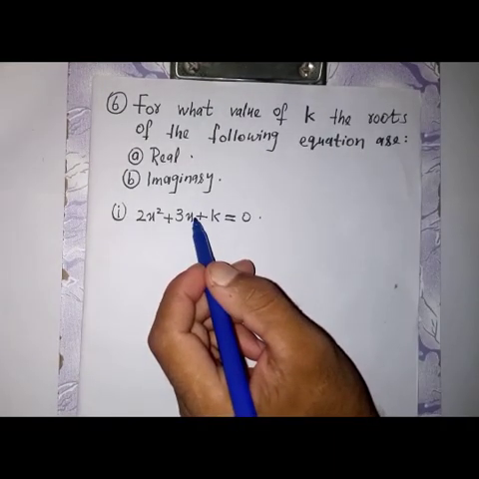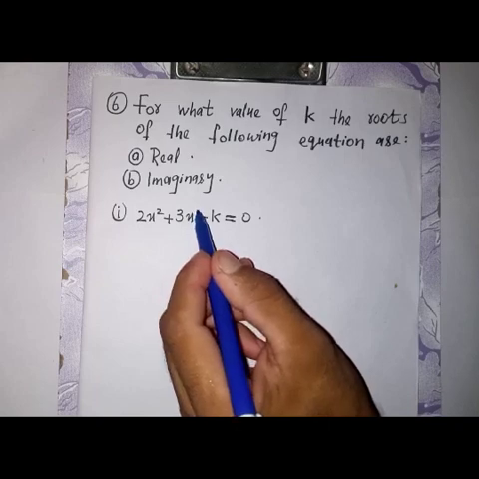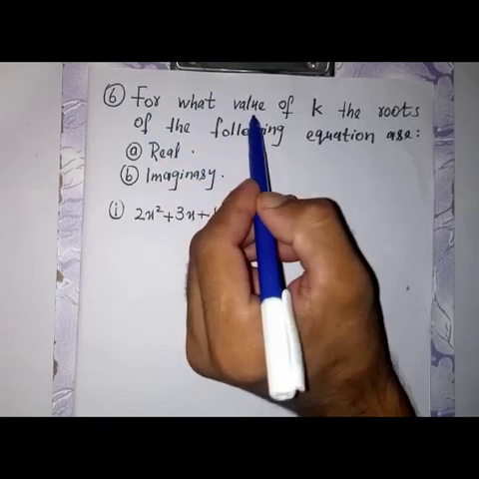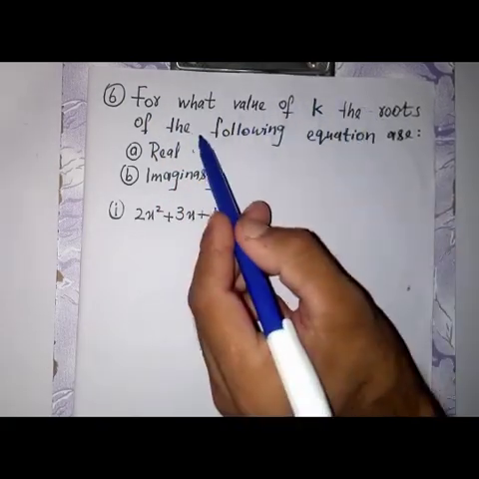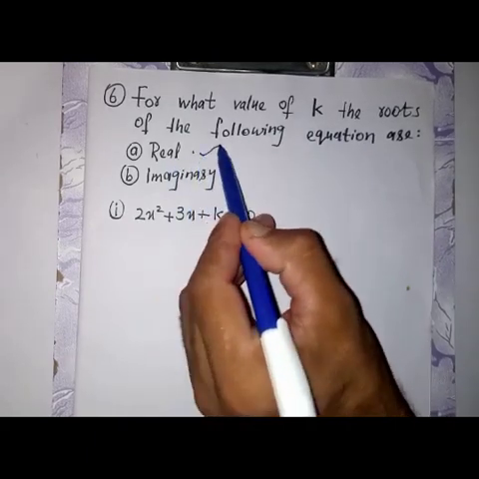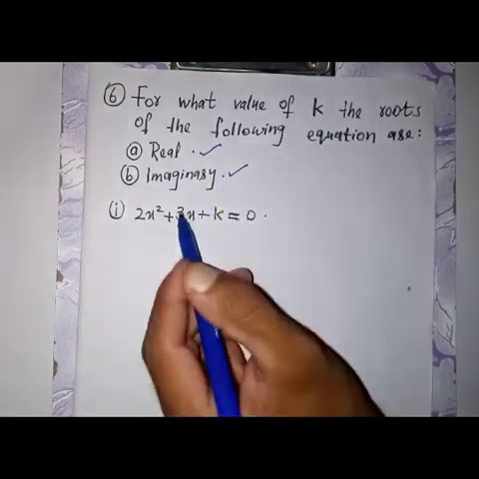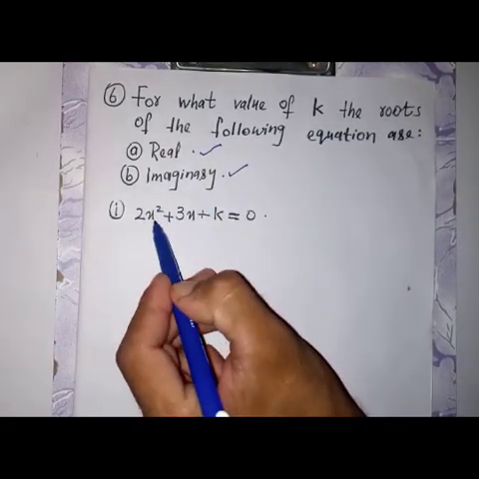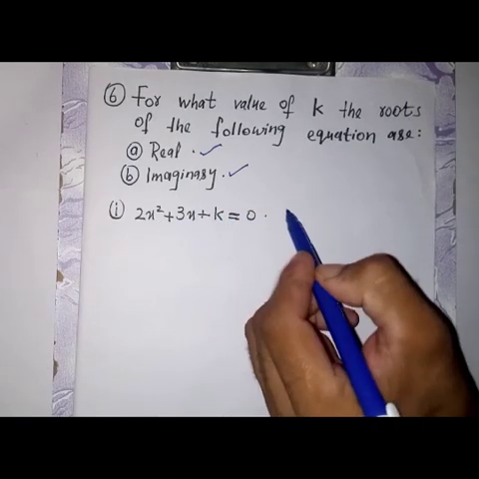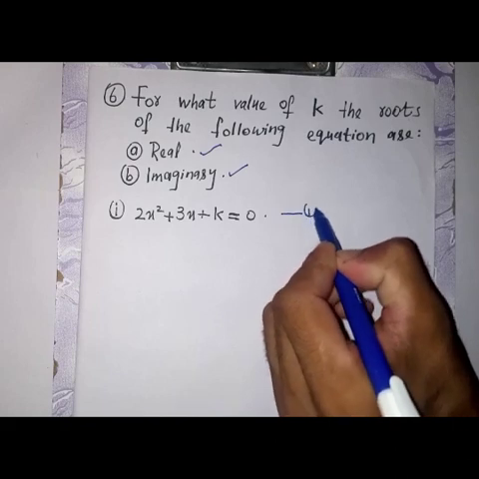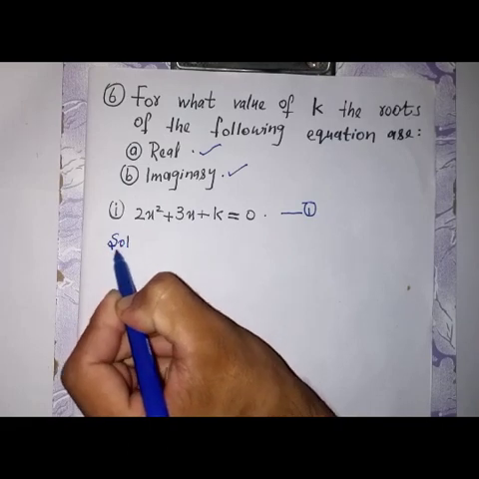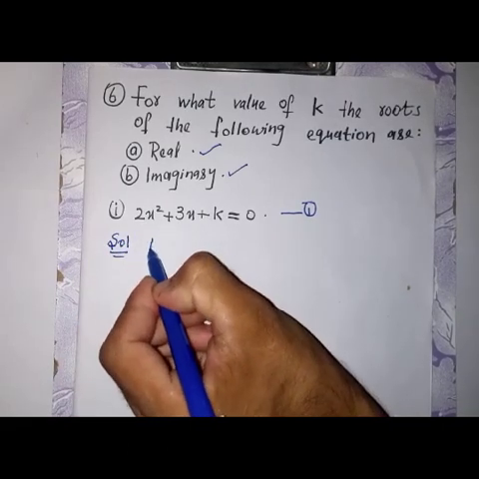In this video I'm going to discuss question number 6 of exercise 2.1. For what values of k the roots of the following equations are real and imaginary. Here we have to find the values of k if the roots are real and imaginary. So here we are given a quadratic equation which is 2x square plus 3x plus k is equal to 0. So equation 1.